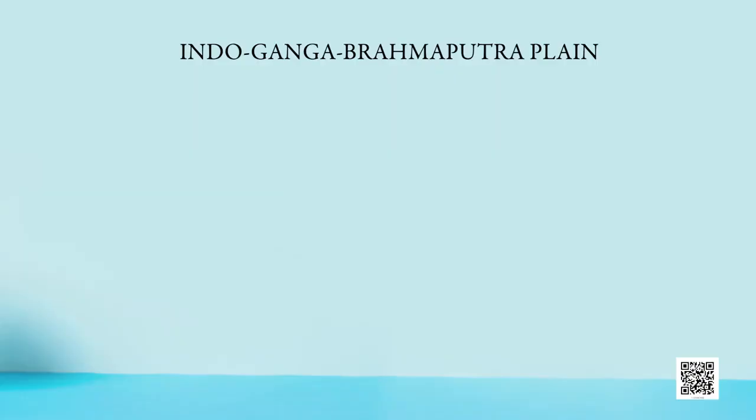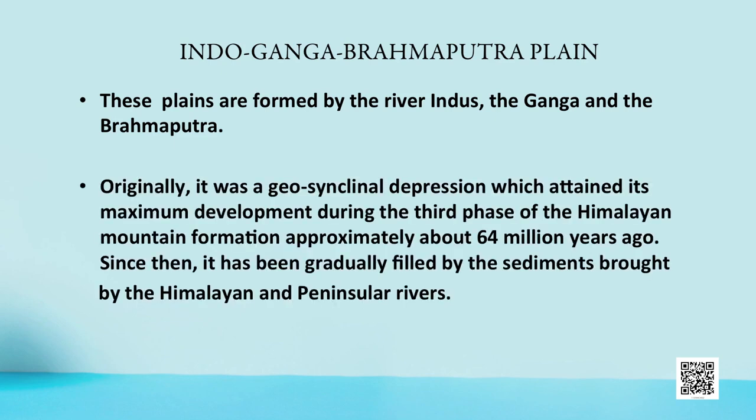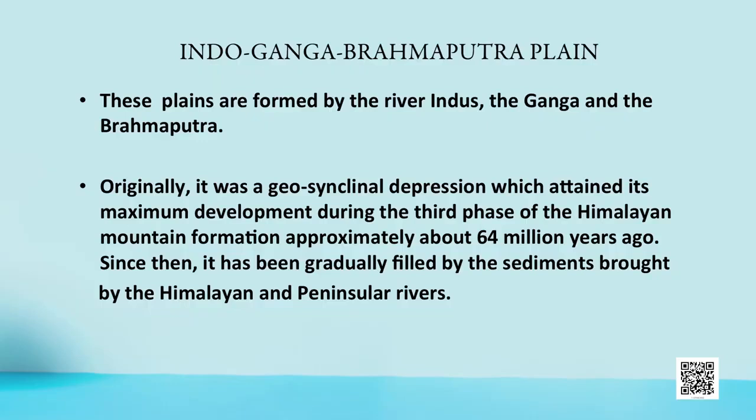Now, we talk about the third geological division of India. Children, remember, we are not talking about the physical features. We are talking about the geological divisions that we are dividing India into. The third is the Indo-Ganga-Brahmaputra plain, the plains formed by the interplay of the rivers Indus, Ganga and Brahmaputra. Originally it was a geosyncline depression. When the Himalayas were being formed, a huge depression was formed between the plateau and the mountain region. That depression was known as geosyncline depression.